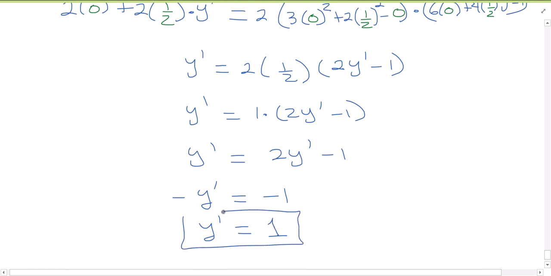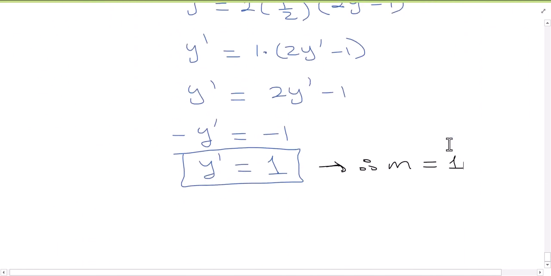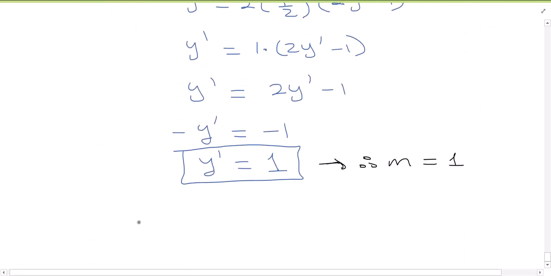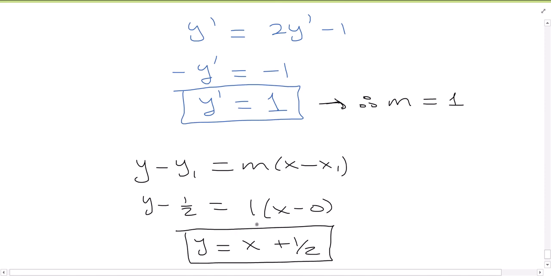So this is my slope. So I can say therefore the slope is 1. So going back to our equation, where was it? We had y minus 1/2 equals m times x was the equation of our line. We can now finish the equation of the tangent line. So y minus y1 equals m times x minus x1. I guess I'm just going to redo it. y minus 1/2 equals m, which is 1, times x minus 0. So I just get y equals x plus 1/2 will be the equation of our tangent line.